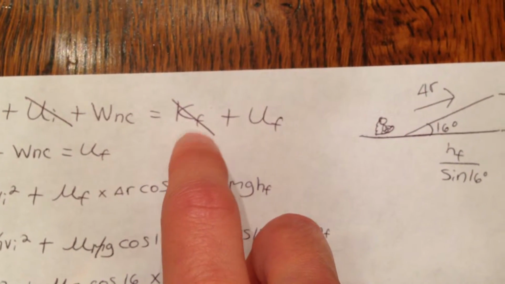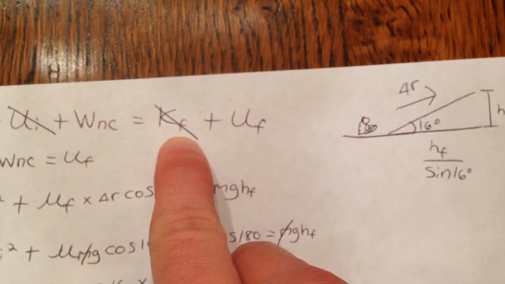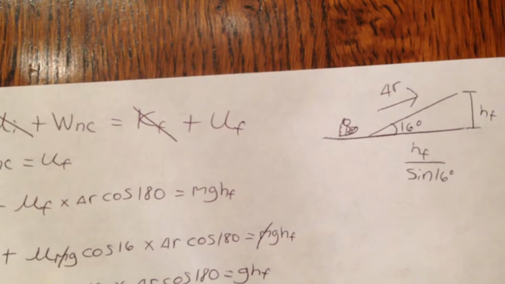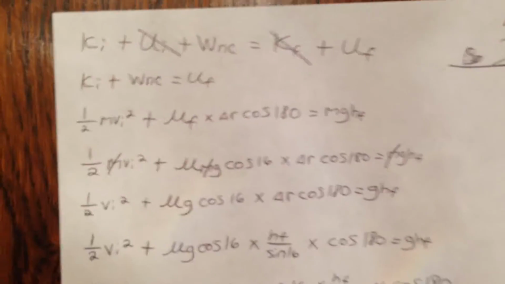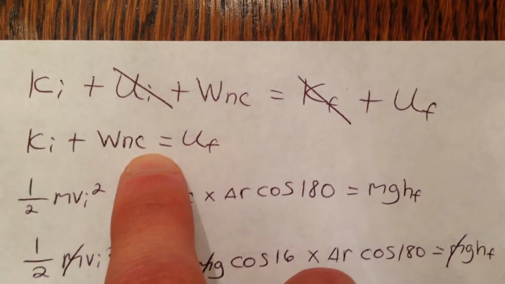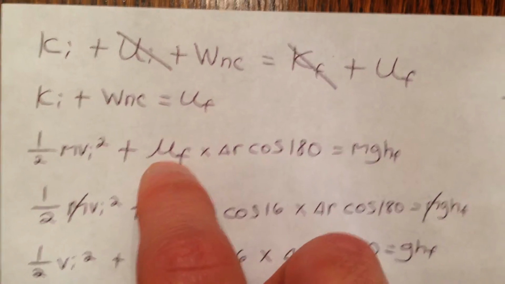Now the final kinetic energy can also be 0 because when she gets to the highest point, the highest height, it's going to be 0. So we can simplify this even more to this. Okay, and expanding it, this is what it's going to look like.